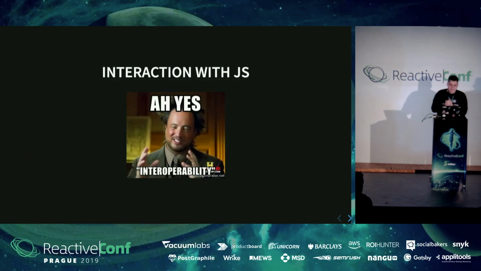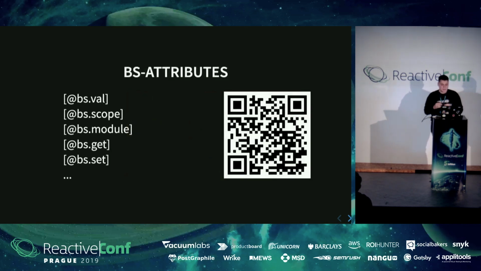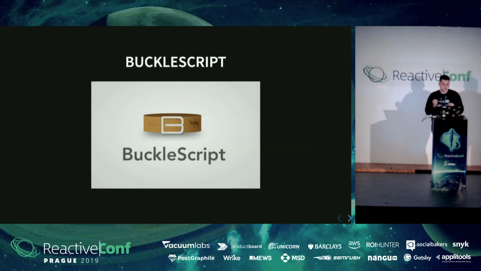Okay, since I've already shown the BS attributes like bs.module or react.component, let's say a few words about interacting with JavaScript. The BuckleScript attributes are syntactic sugar explaining to BuckleScript how to interact with JavaScript. You can find the full list of available attributes on the BuckleScript website, or you can check this link out. And I've already mentioned BuckleScript several times, so let's take a look at it.